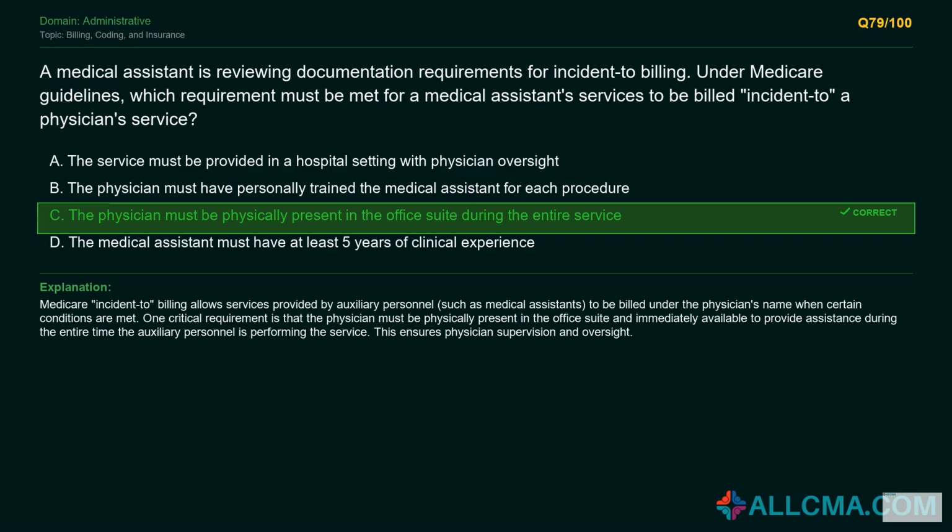The correct answer is C. Medicare incident to billing allows services provided by auxiliary personnel, such as medical assistants, to be billed under the physician's name when certain conditions are met. One critical requirement is that the physician must be physically present in the office suite and immediately available to provide assistance during the entire time the auxiliary personnel is performing the service. This ensures physician supervision and oversight.